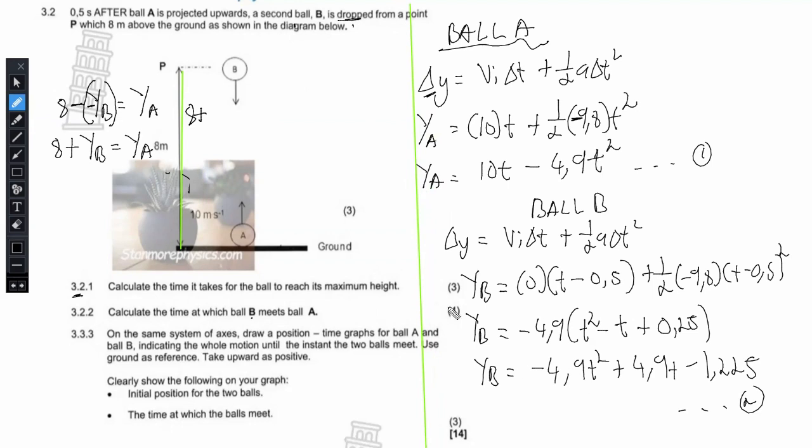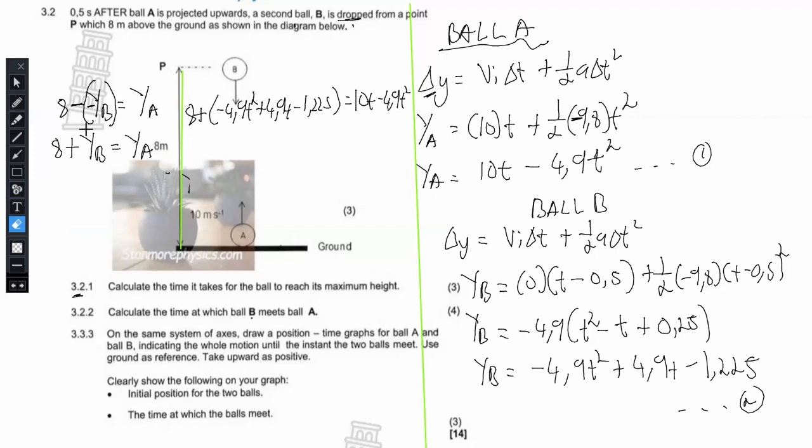Plus, what's YB? The equation for YB is all of this, right? So that's 8 plus negative 4.9 t square plus 4.9 t minus 1.225 is equal to YA, which is 10 t minus 4.9 t square, right? Then we can take all this and bring it over to this side. Then this is going to give us a negative 4.9 t square.